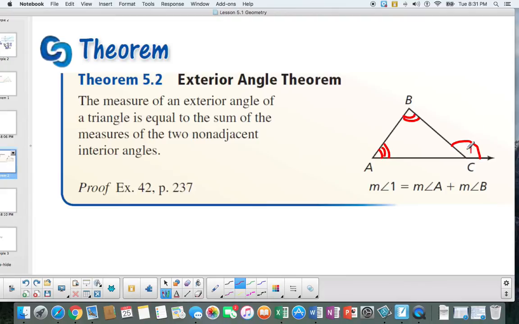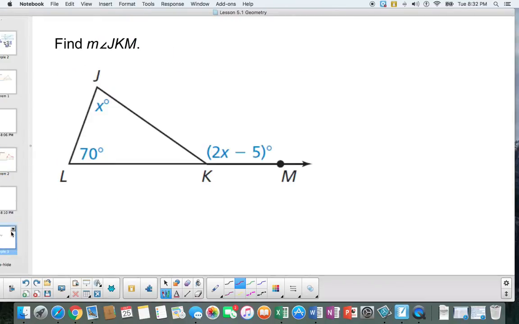Okay, the exterior angle is equal to the sum of the non-adjacent interior angles. Non-adjacent means not touching angle 1. This is an adjacent interior angle where these are non-adjacent. See, it says non-adjacent. All right, let's go ahead and do a problem.